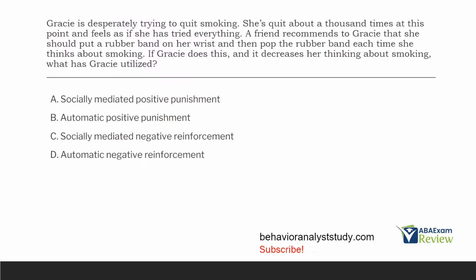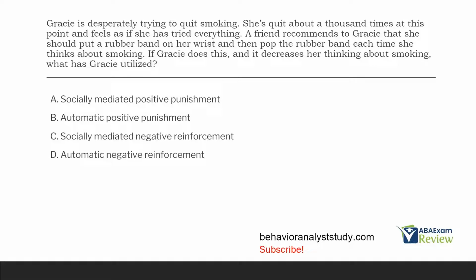She is desperately trying to quit smoking. She's quit about 1,000 times at this point and feels as if she has tried everything. A friend recommends to Gracie that she should put a rubber band on her wrist and then pop the rubber band each time she thinks about smoking. If Gracie does this and it decreases her thinking about smoking, what has Gracie utilized?